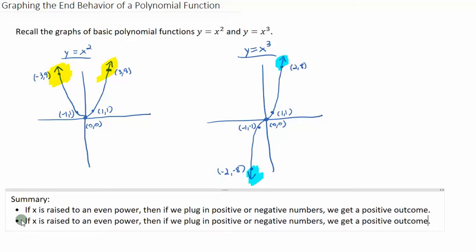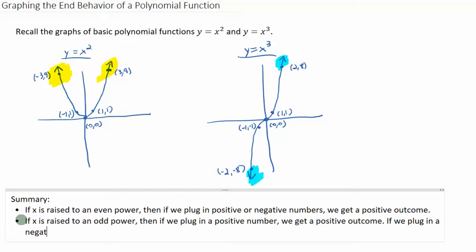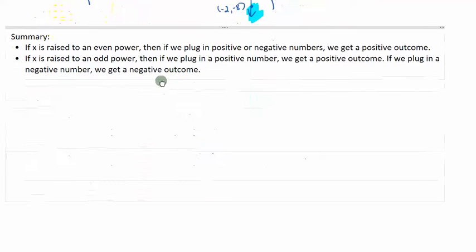But if x is raised to an odd power, then if we plug in a positive number, we get a positive outcome. If we plug in a negative number, we get a negative outcome. Okay, we'll say this once again.